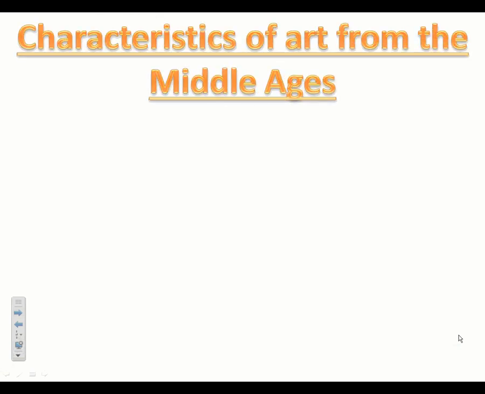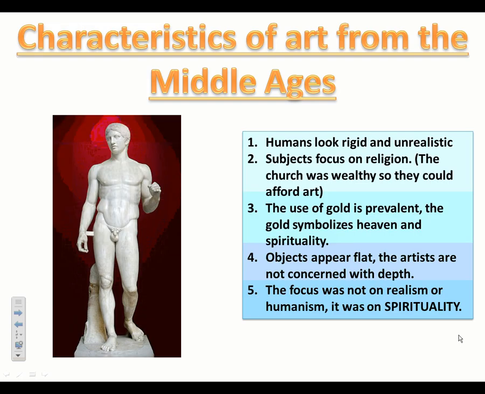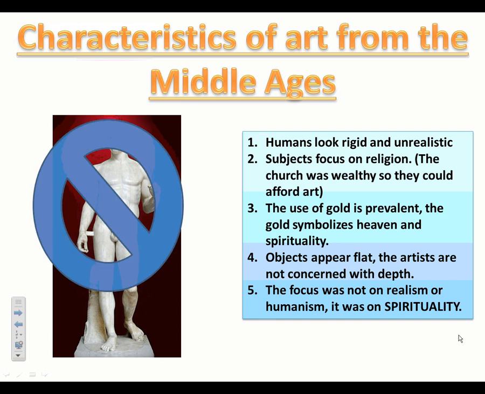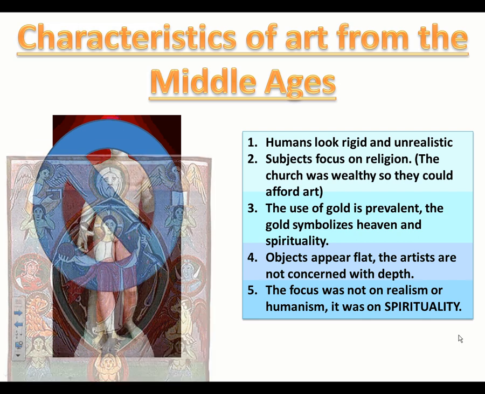All right, guys, this is Mr. Hackney taking over. Let's first go over some of the characteristics of the Middle Ages. Everybody had just studied ancient Greece and ancient Rome, which focused on the human form, humanism, the ideal man as a depiction of what art should be. Over here we have Doryphoros, the spear bearer, and he is no longer going to be the standard by which art is measured. Humans look rigid and unrealistic during the Middle Ages.